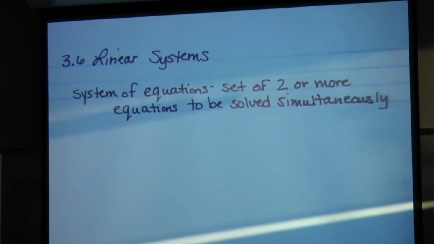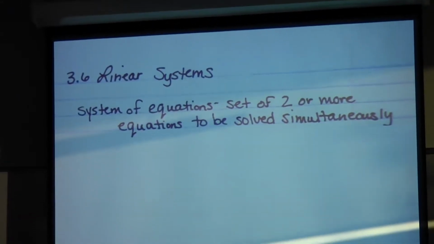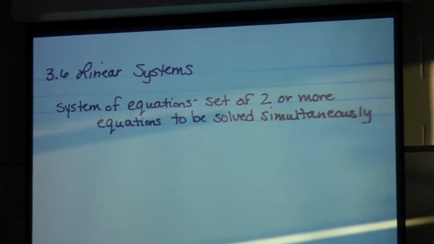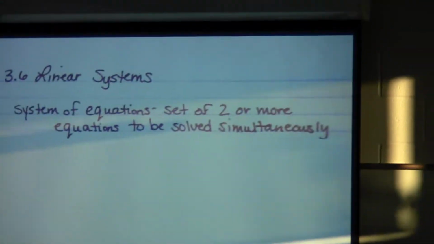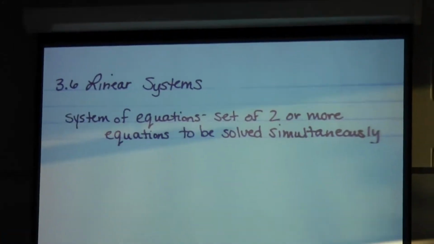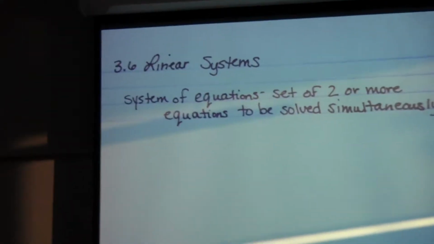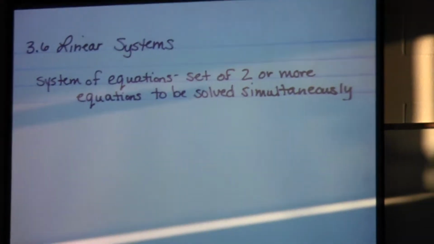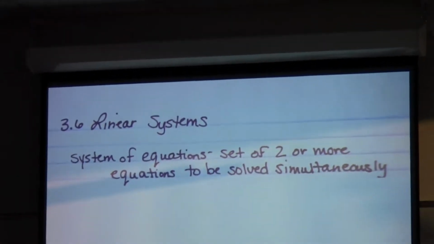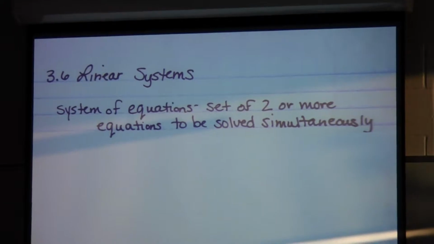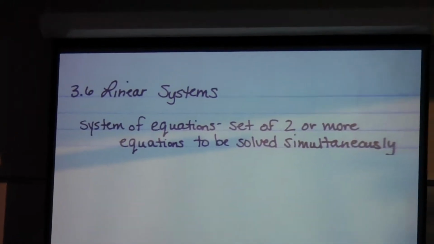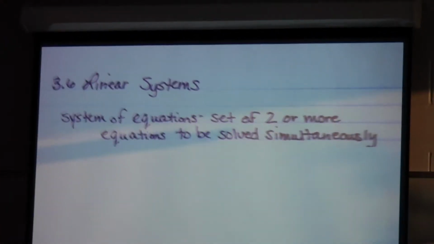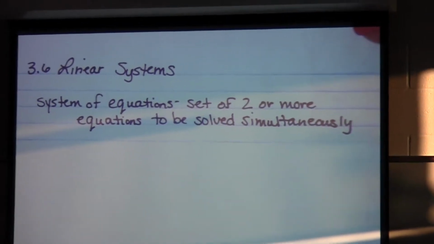So a system is just a set of two or more equations, like the two or more texting plans, the two different plans we could look at, that we solve simultaneously. So we solve them against each other or at the same time, in order to find the point where they intersect, which would be the break-even point. That's the point where those two texting plans cost exactly the same. So that would be the solution to that, and then you can look at the two lines and see which one would be more and which one would be less.